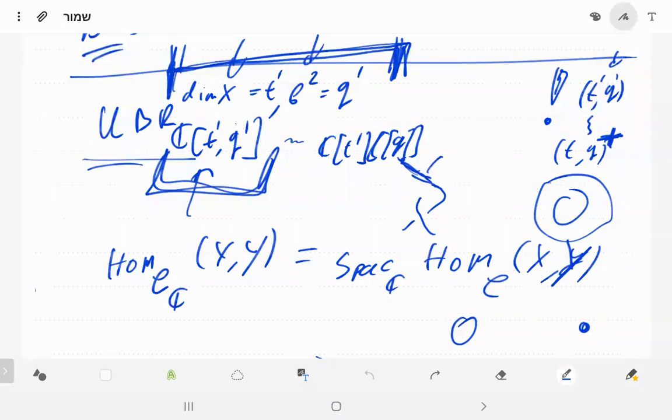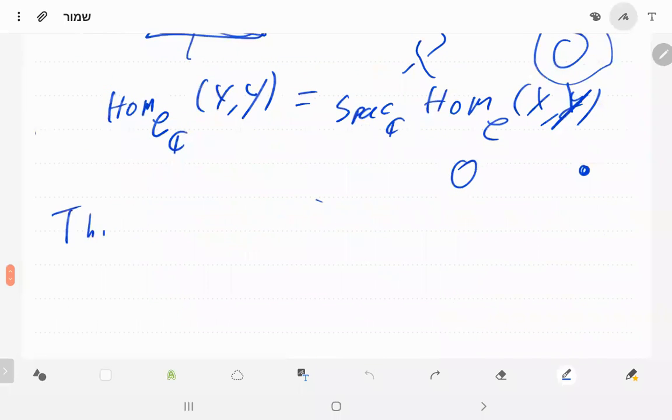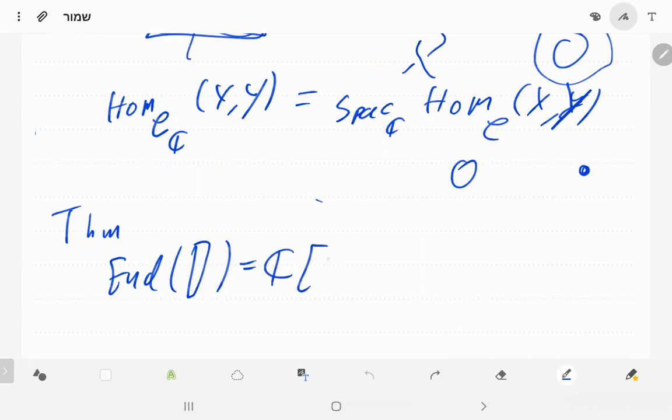And now the theorem is that in this category, the endomorphism of the unit object is just this original ring, C[t, q], or power series, or whatever, with the primes or without the primes, it's just a matter of taste. Probably the theorem will be correct in only one formulation. What is clear is that it is a quotient of this ring.